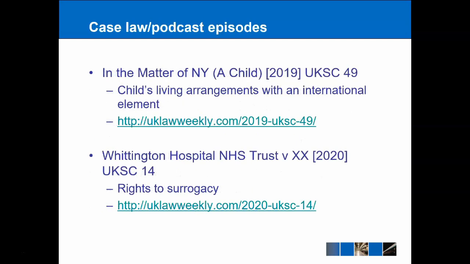We've also had a lot of case law that's come through, especially in the Supreme Court, over the last 12 months or so, and I've highlighted some of these cases here. So in the matter of NY, it looks at a child's living arrangement with an international element. I think that was especially to do with a couple that was sort of based between the UK and Israel, so an interesting case there. Whittington Hospital and XX is a really interesting case because it talks about the rights to surrogacy, but it's also an element of medical negligence in the context of that case. So really interesting moral questions there that is worth checking out.